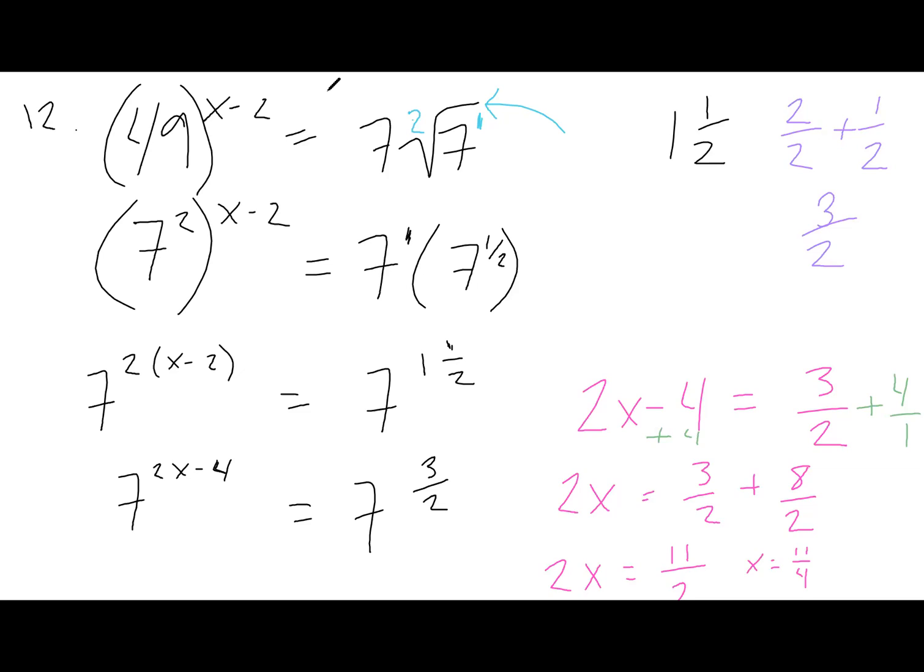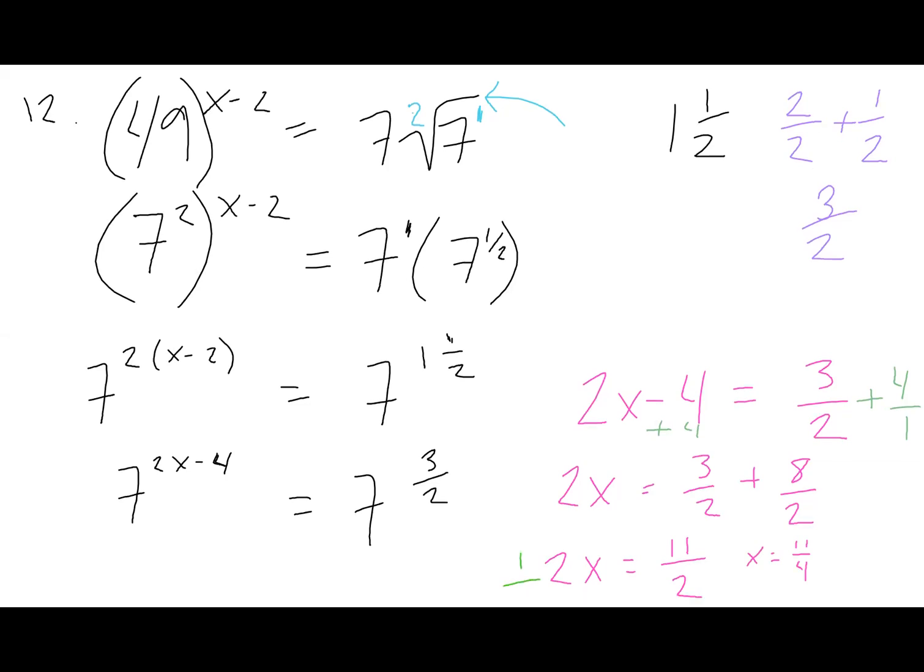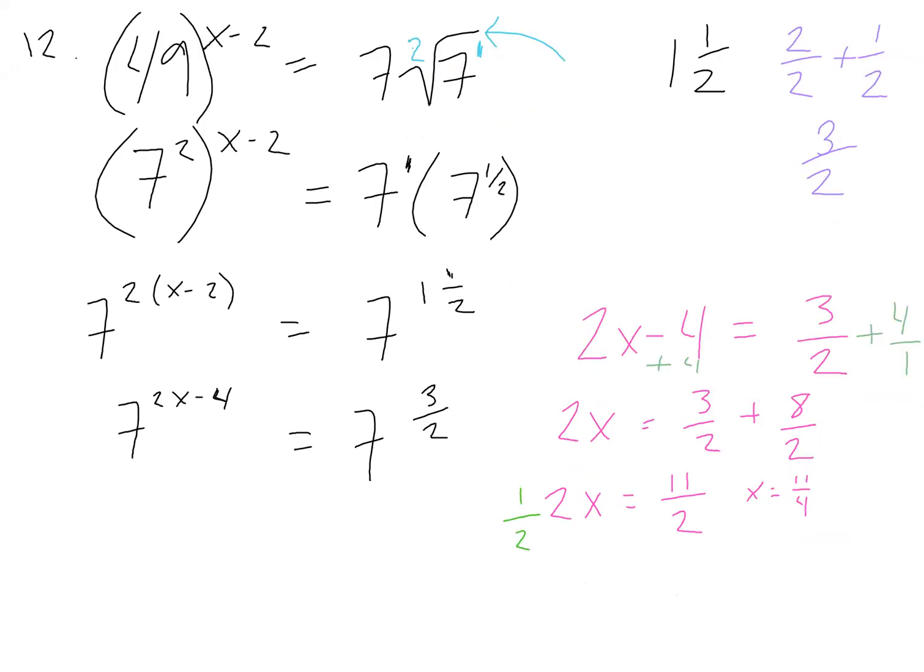Remember, dividing by 2 is the same as multiplying by 1/2. So if you want to show that as multiplying by 1/2, and that makes more sense, then you can do that. If I multiply by 1/2 on this side, and then multiply by 1/2 on this side, well, 2 times 1/2 is 1, so you get 1x on the left, which is just x. And 11 times 1 is 11, 2 times 2 is 4, so your answer is x equals 11/4.